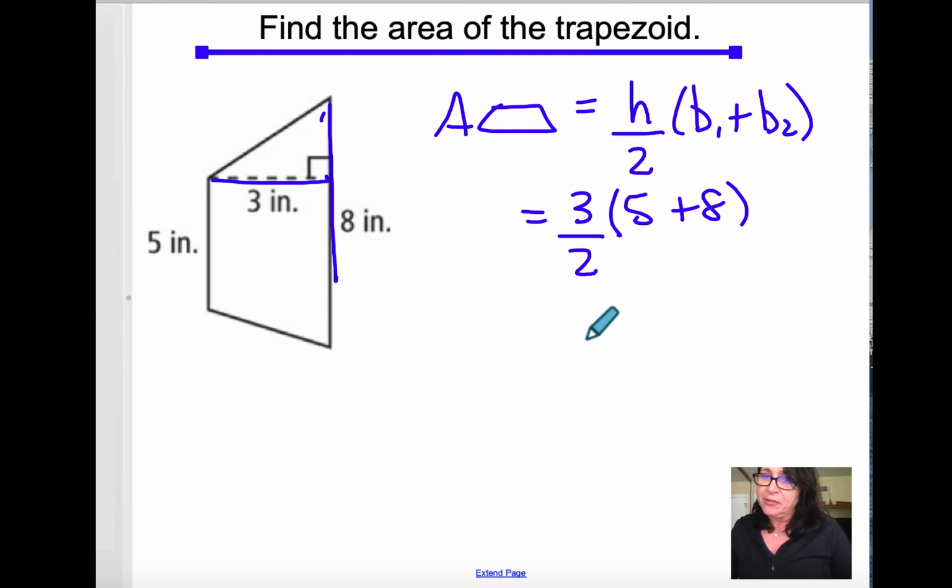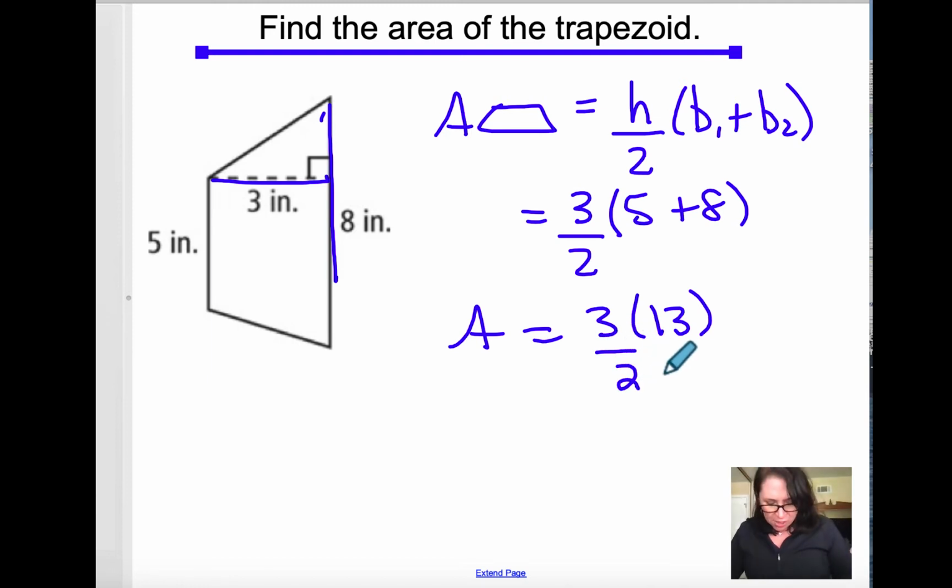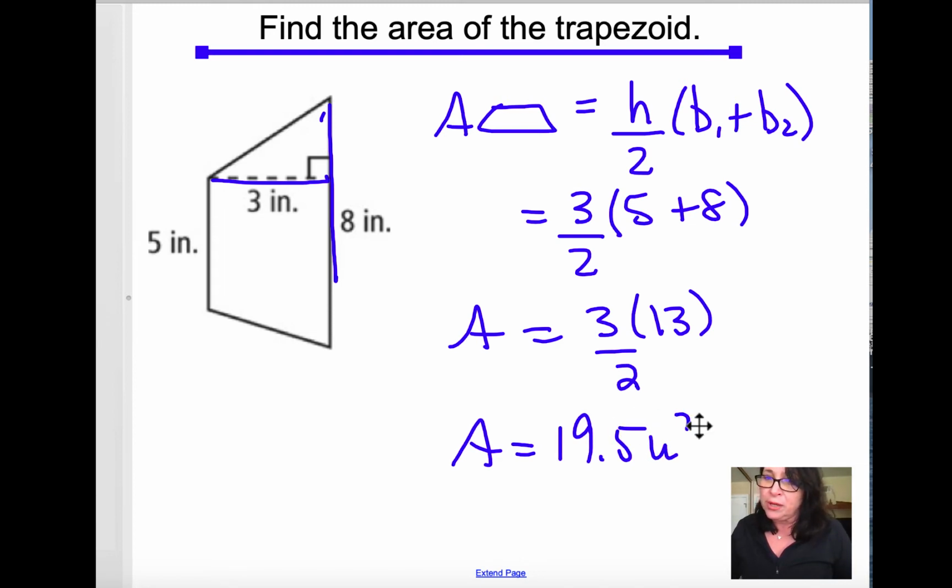And so 5 plus 8 is 13. I get 3 times 13. So hold on, I'm going to write this out. The area of my trapezoid is 3 times 13 and then divided by 2. So 3 times 13 is, of course, 39. Divide that by 2. And so the area is going to be 19.5 units squared.